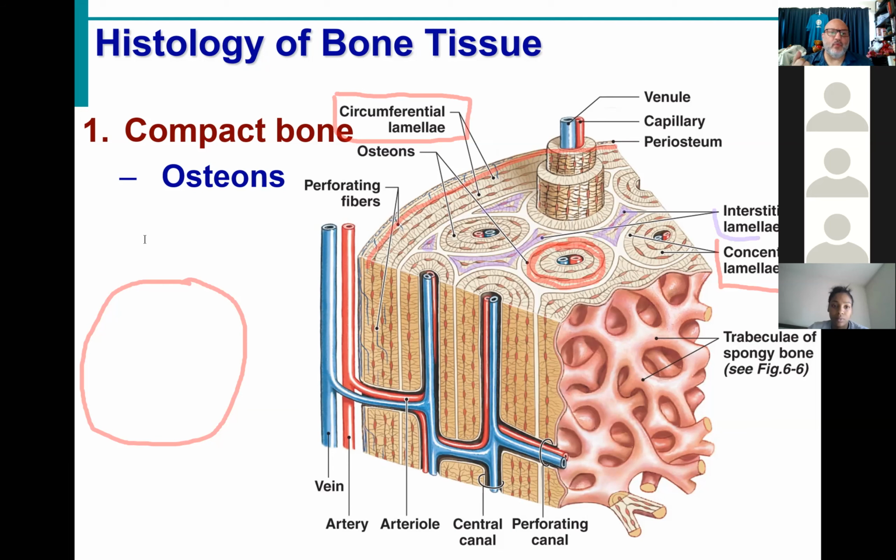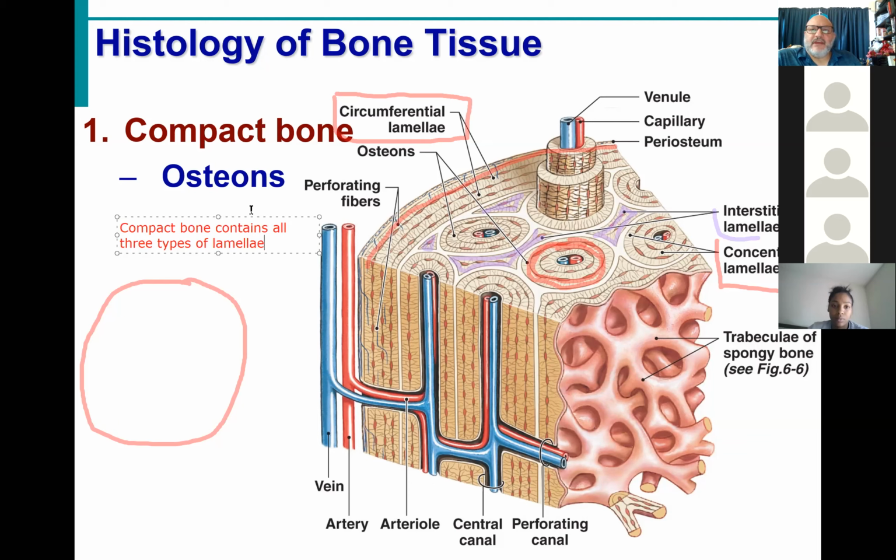So if you notice, compact bone contains all three types of lamellae: concentric that form the osteons, circumferential that go around the entire circumference of the bone, and the interstitial ones that are located within the tissue between the osteons, which is probably the best way to describe it.